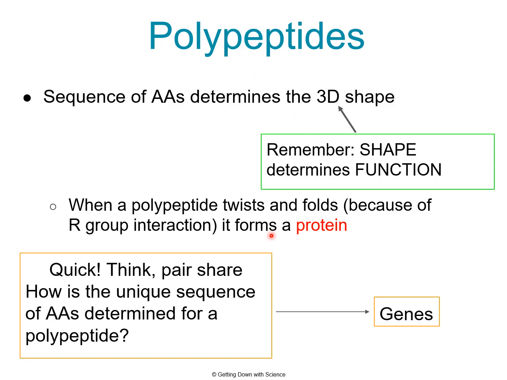And here's a, we probably should have done this in class, but it's like a think, pair, share. So how is the unique sequence of the amino acids determined in the polypeptide? So what determines the sequence of amino acids? What determines the order in which these amino acids are assembled is genes, and we did that in unit 6.